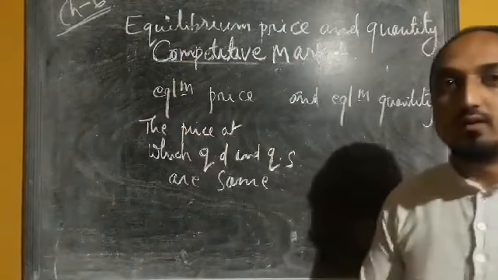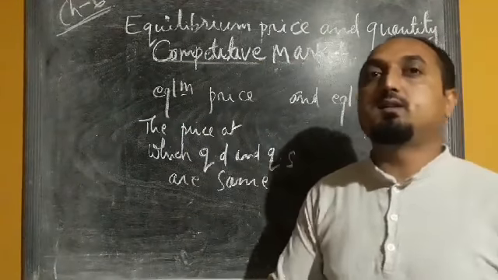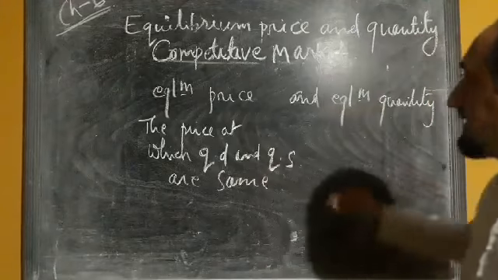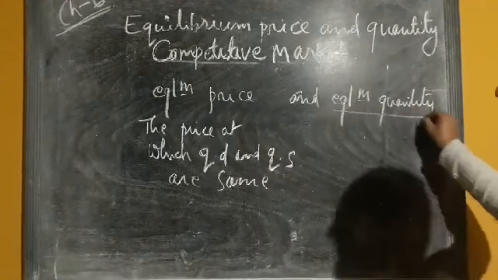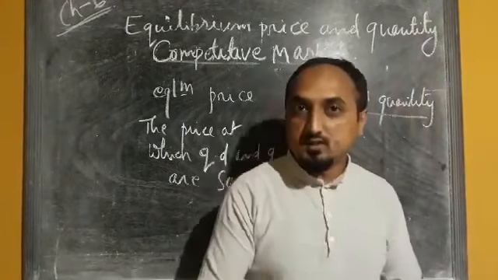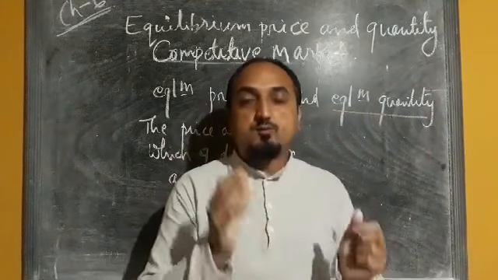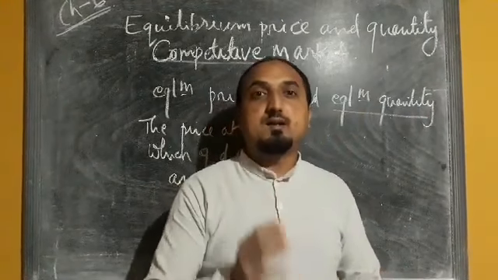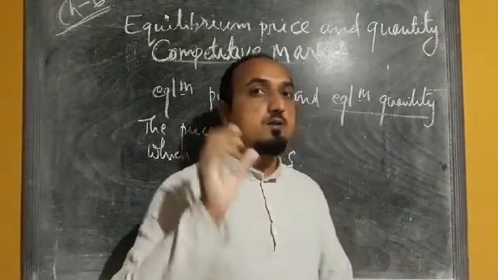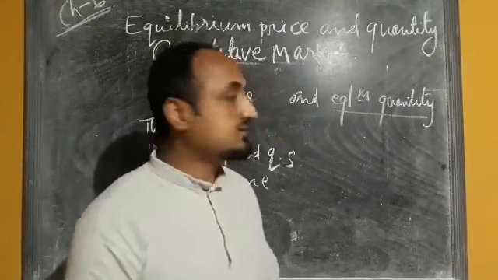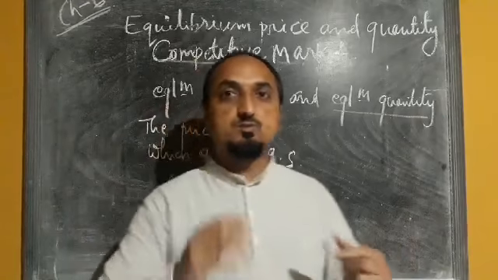Now equilibrium quantity. The amount or quantity of a commodity that is bought and sold at the equilibrium price is known as equilibrium quantity. So these things we have already discussed.